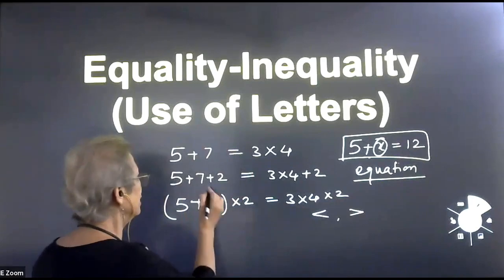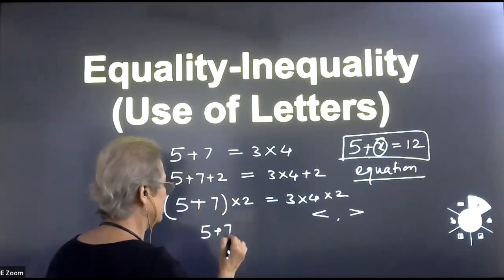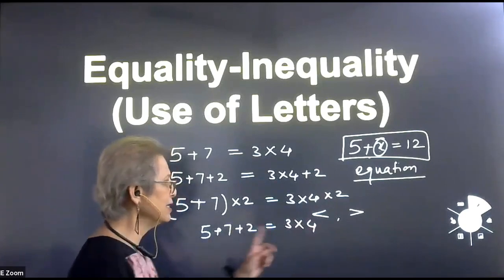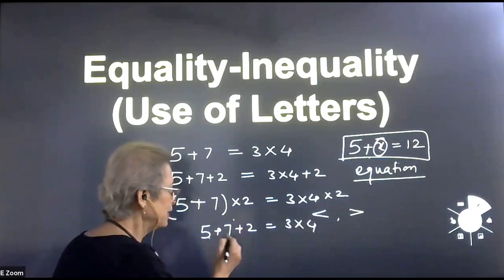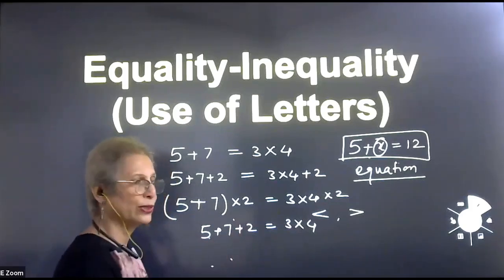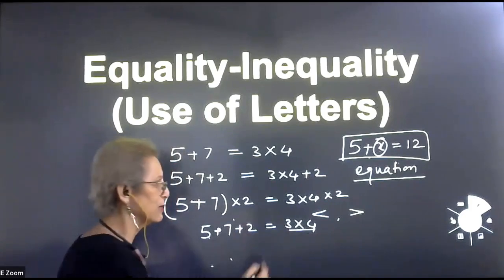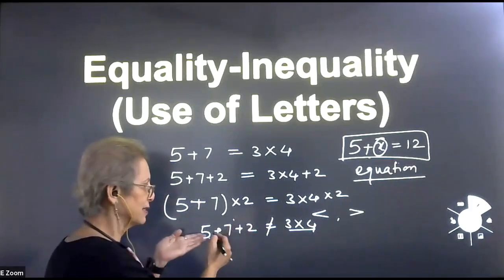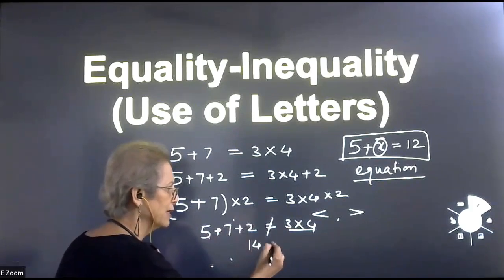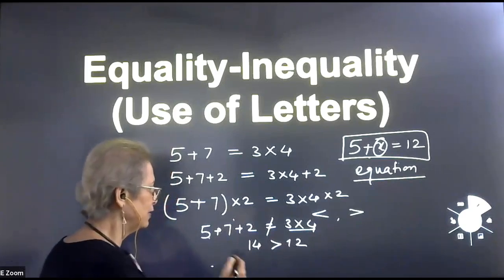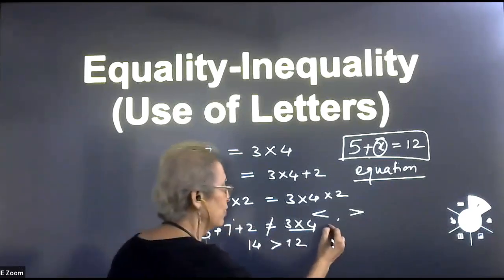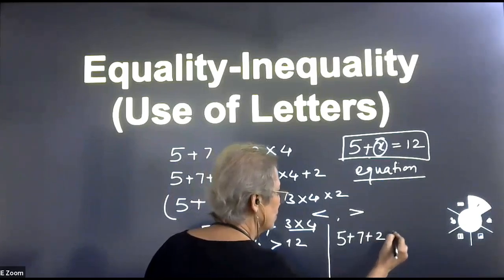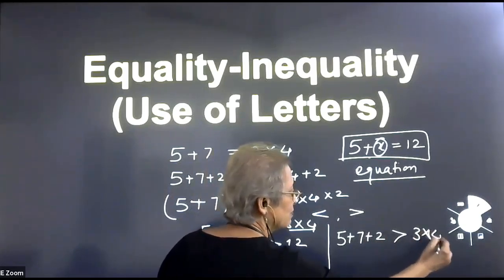Okay. See, for example, here, suppose I do 5 plus 7 plus 2, and on this side I do not add 2. Are these two sides equal? 5 plus 7 is 12, 12 plus 2 is 14. And here it is 12. These two sides are not equal. So I will write like this: they are not equal. Then which side is greater? This side is greater. Here it is 14. So 14 is greater than 12. And therefore, I can write this in the form of an inequality, that is 5 plus 7 plus 2 is greater than 3 into 4.